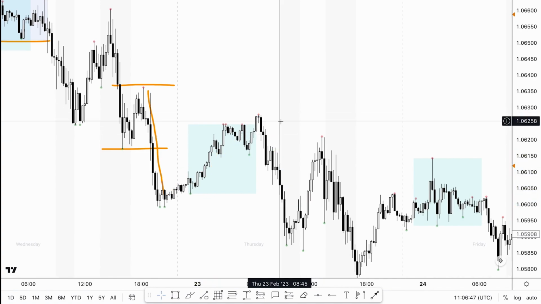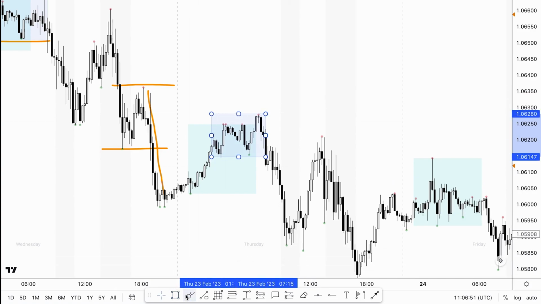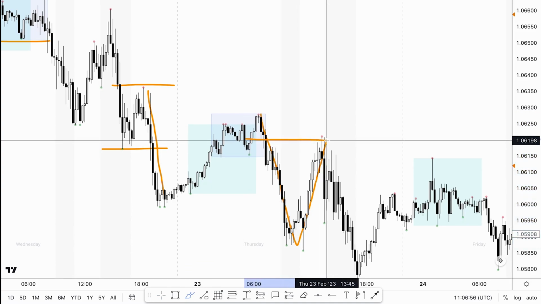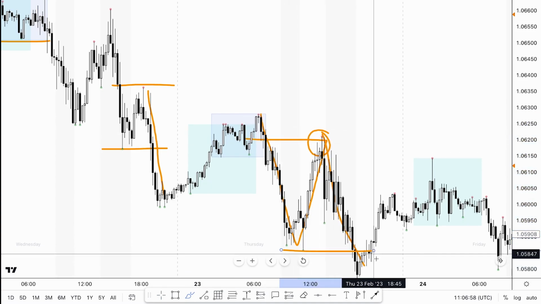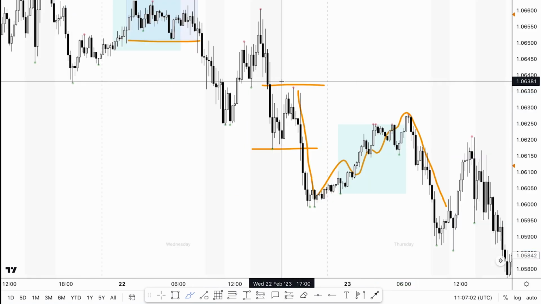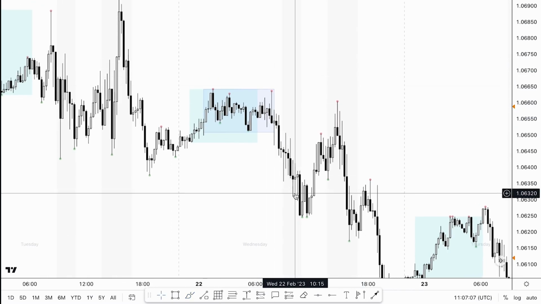Then what happens? We get the same thing, the same repeated price delivery, sideways range here in the markets. We get an initiation to the downside, we pull back into the range, mitigation, continuation here to the downside. Now this just continuously repeats over and over and over again in the markets, and this is how we build narratives on the higher time frame.